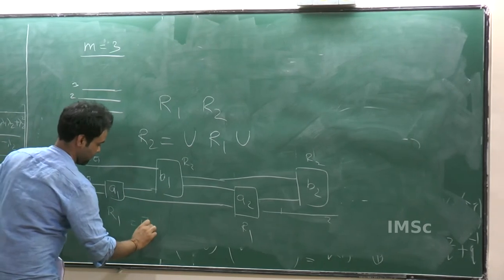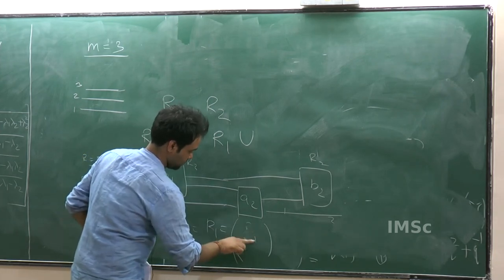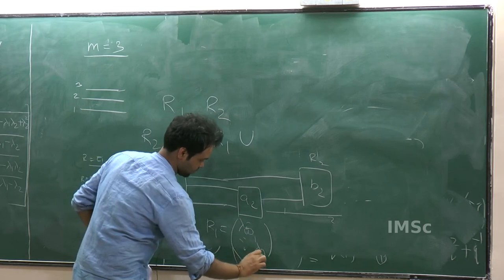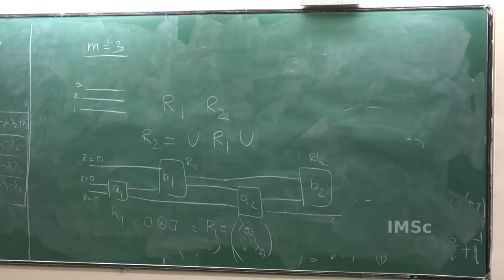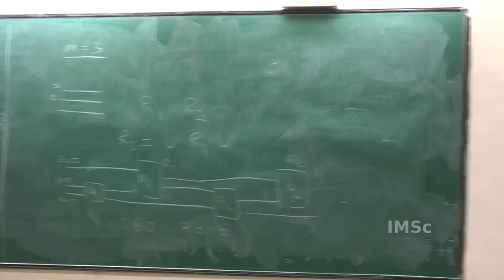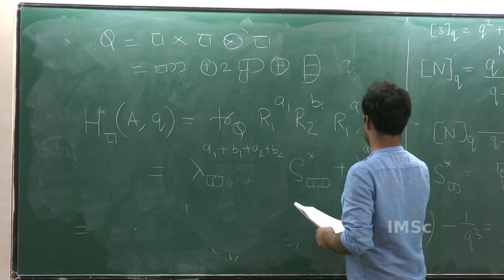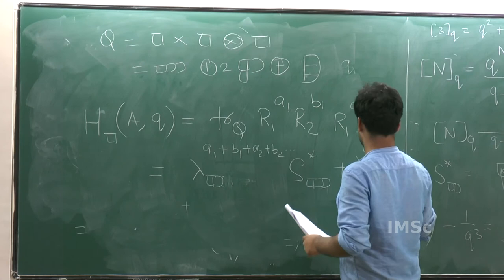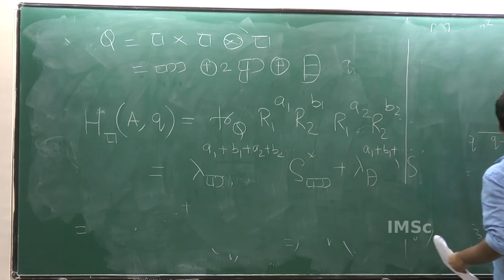So R1 is nothing but lambda of symmetric and lambda of anti-symmetric. That's it. And without multiplicity, all are the same, R1, R1, R1, and you just have to sum over all. So you'll get just the eigenvalue to the power of this sum, and quantum dimension, plus to the power, again the same thing, quantum dimension. Is this clear?